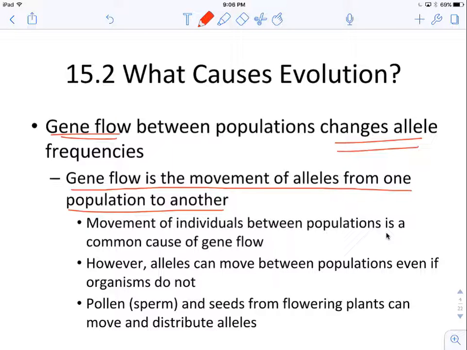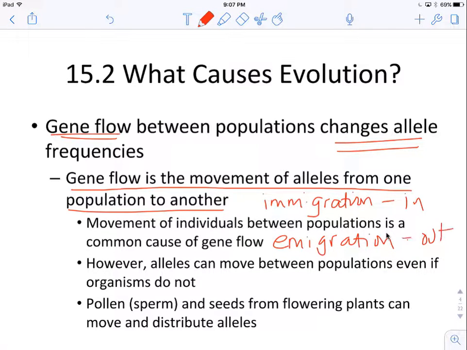So that movement of individuals between populations, that's immigration and emigration. Immigration is when you move in. Emigration is when you move out.